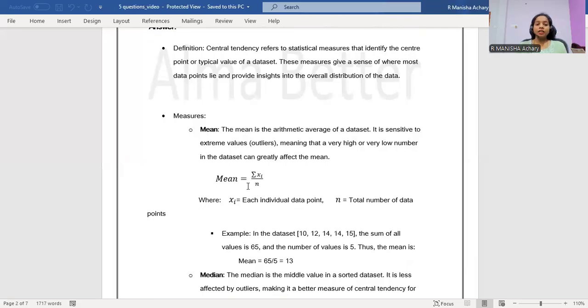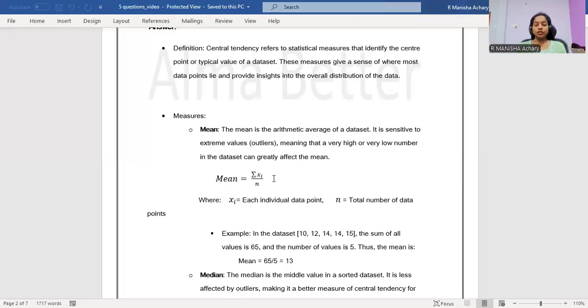What is mean? The mean is the arithmetic average of a dataset. This is calculated by the sum of all individual data points divided by the total number of data. This is the formula. The mean is sensitive to extreme values. Extreme values, which are also called outliers, mean that a very high or very low number in the dataset can greatly affect the mean.